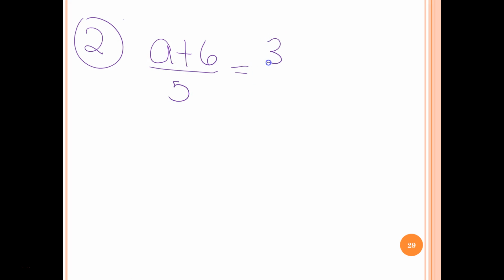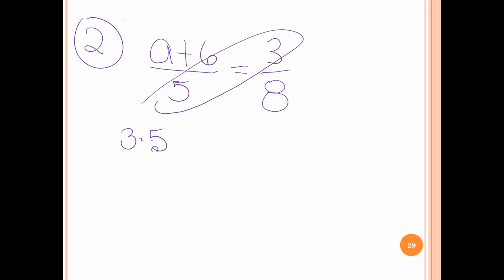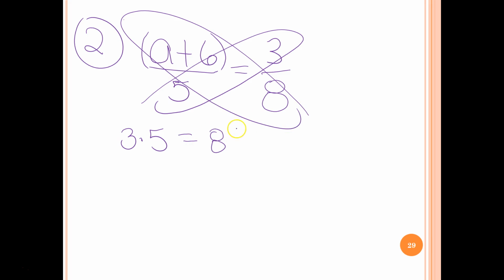Okay, number 2. We have (a plus 6) over 5 is equal to 3 over 8. So let's use our cross products to solve this. Notice that 3 times 5, be careful here, this entire expression is being multiplied by 8, is equal to (a plus 6) times 8. I'm going to write that a little differently.